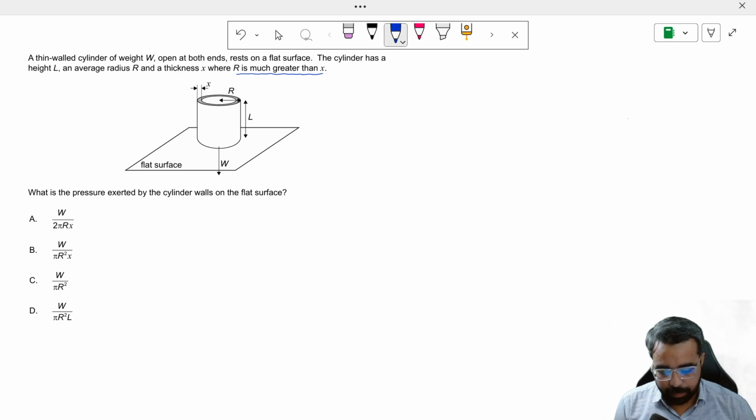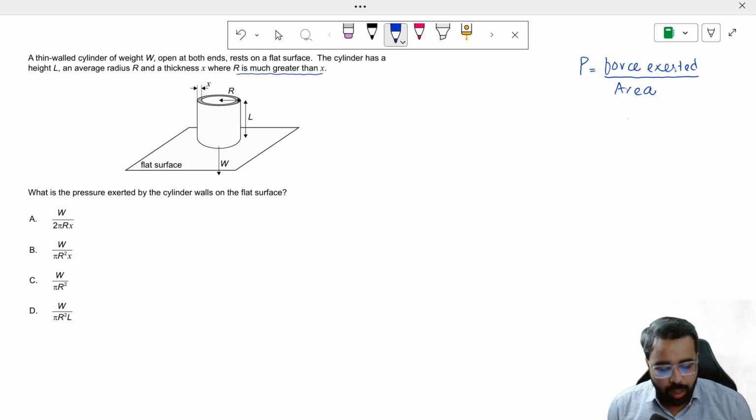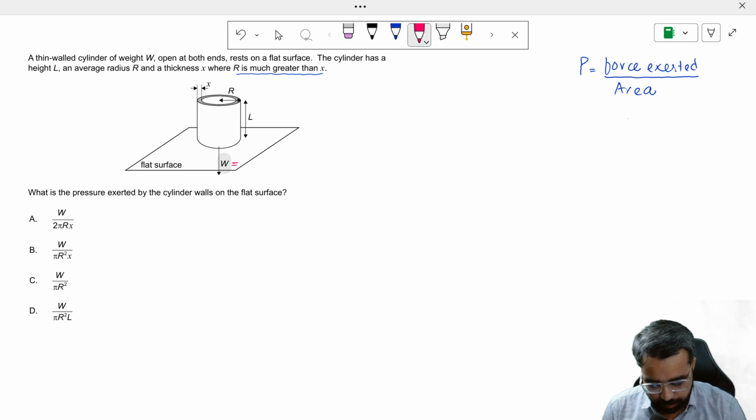So now what is pressure? According to the definition, pressure is the force exerted normally, perpendicularly, on the surface divided by per unit area. So how much force is exerted by this cylinder? As you see in this question, it is written here W, which is the weight of the cylinder. So that's simple, the pressure exerted is equal to the weight W over area.